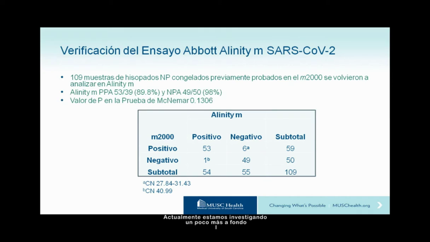We are currently investigating a little deeper those samples that were reported positive on the M2000 but negative on the Alinity M. You can see that the crossing numbers there for those specimens were on the high side, but not extremely high, 27.8 to 31.4. And we did have one sample that tested positive on the Alinity M that was negative by Abbott on the M2000, with a very high crossing number of 40.99.